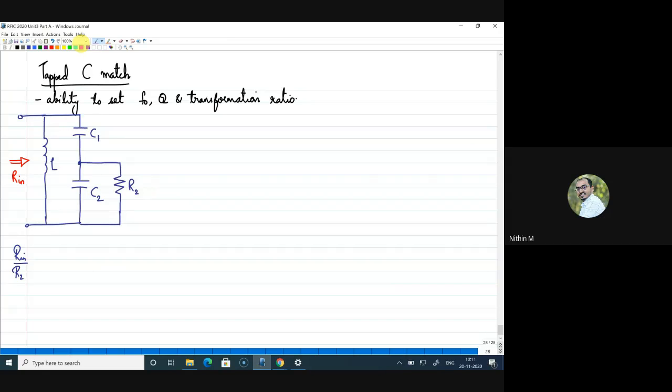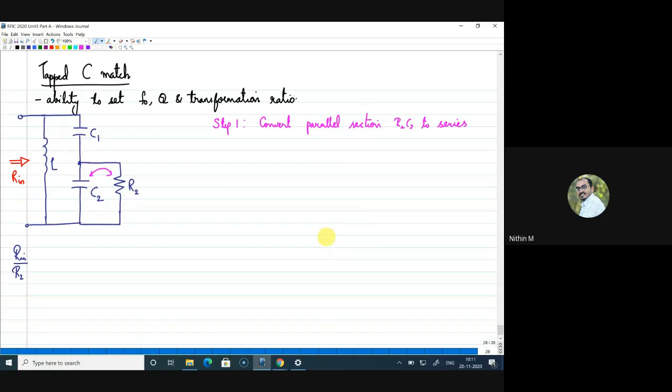So R2 C2. The first step is to convert this R2 and C2. This parallel will be converted into series. That is the first step, so let me write that down here. Step one is to convert the parallel section R2 C2 to series form.